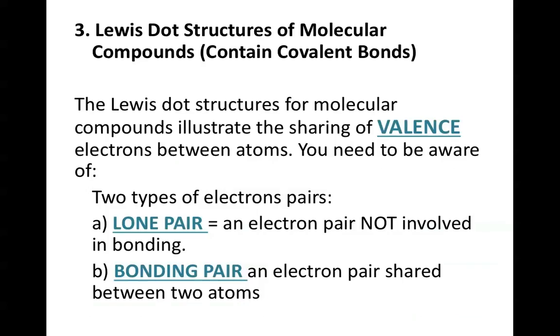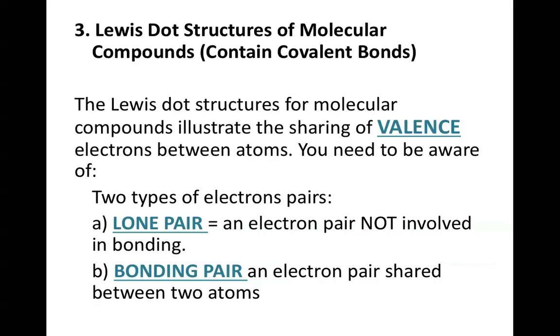Alright, so we're going to go ahead and work on drawing Lewis dot structures for molecular compounds which contain these covalent bonds. With molecular compounds, they're going to look very different than ionic compounds. There's no charges. We're going to be using lines to represent sharing. So you really want to work on the differences between ionic compounds versus these molecular compounds.